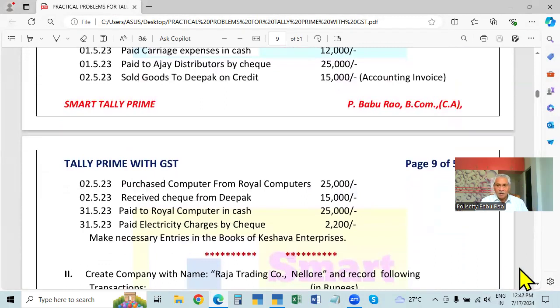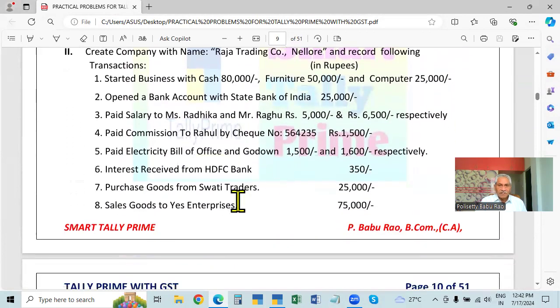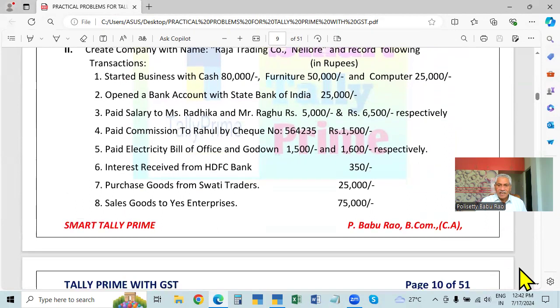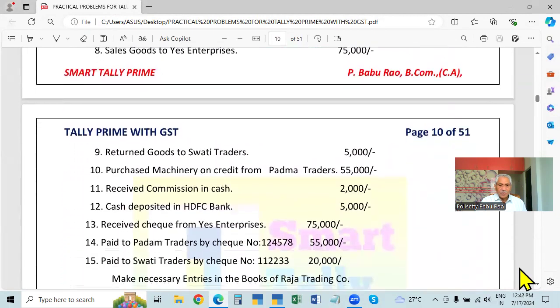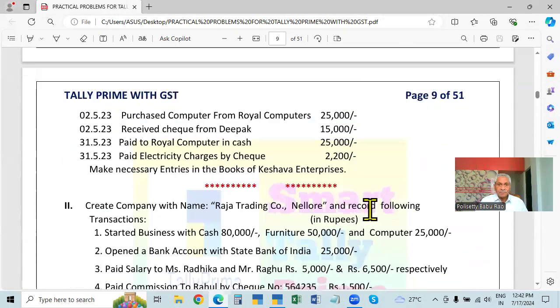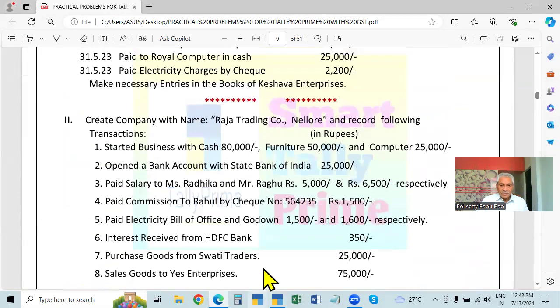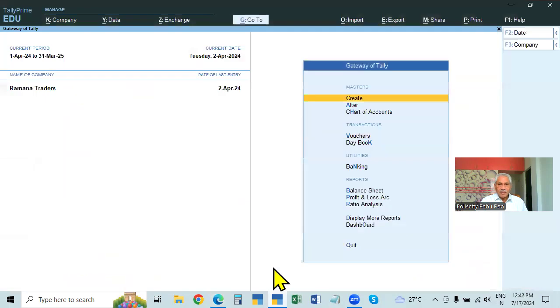I will do the second problem. This is the first page, and this is the second page. Pause this. I have worked it out here, but you also work it out again. Okay. So I will take up the second problem here.